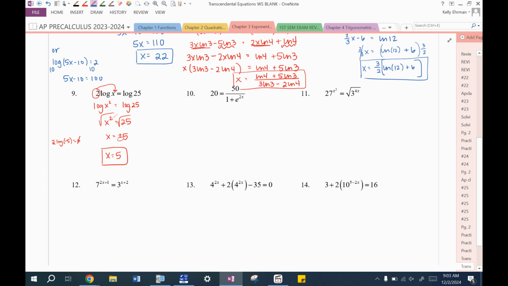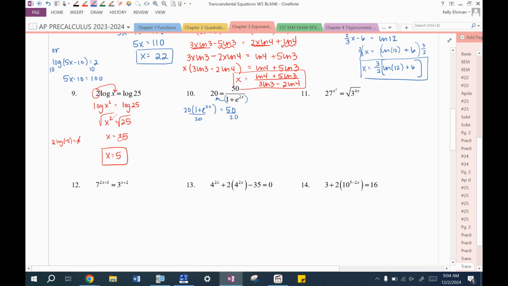What about number 10? This is an exponential, but the e is in the denominator. And you can't just rewrite this because there's a 1 plus e to the 2x. You can't just make this like e to the negative 2x and move it up. So instead, take this denominator and multiply it over to the side. So 20 times 1 plus e to the 2x is equal to 50. And the reason I didn't distribute the 20 through is because I would just like to turn around and divide by 20. We're trying to isolate the e to the 2x. So the first step was to get it out of the denominator.